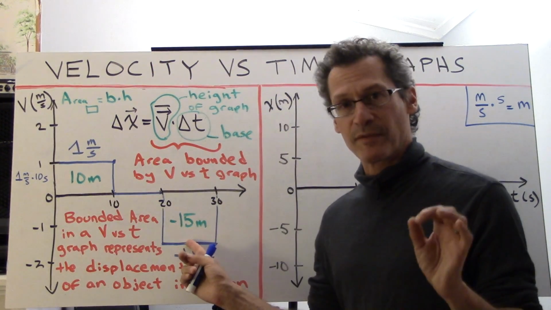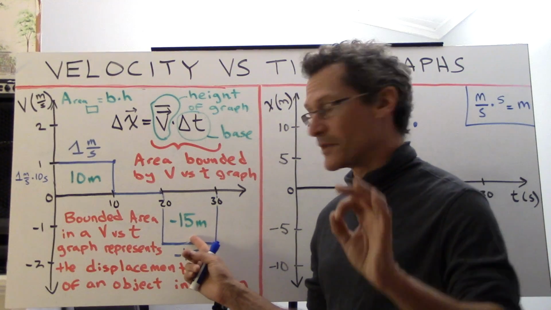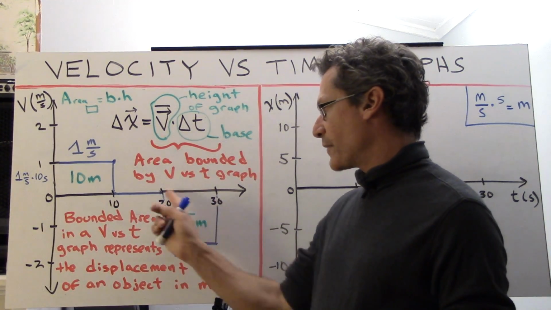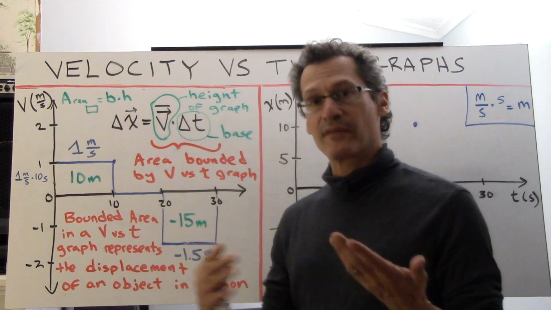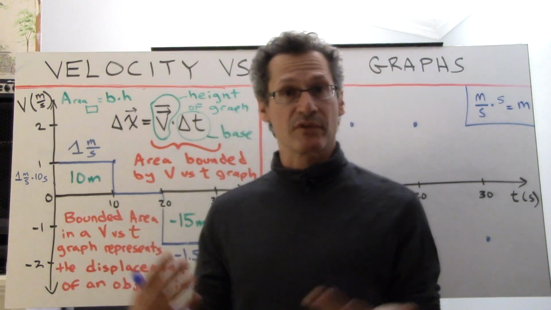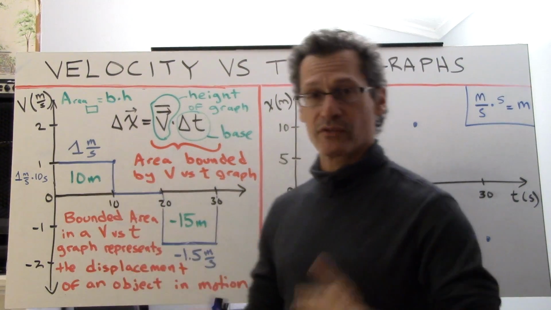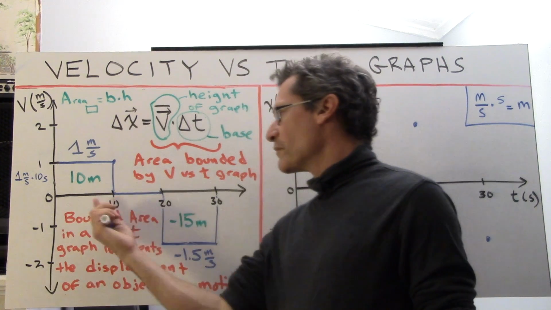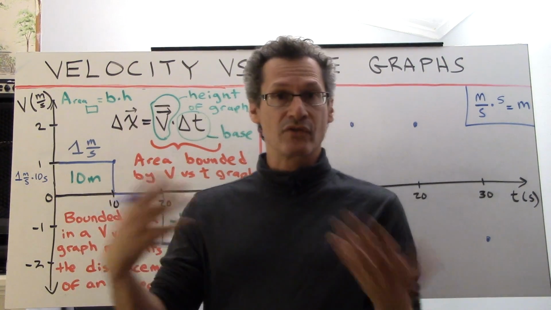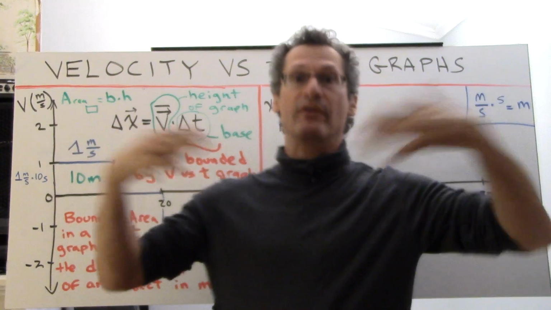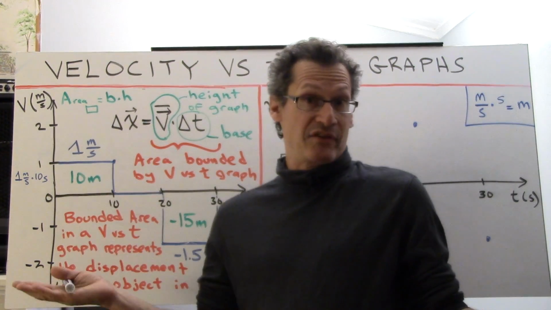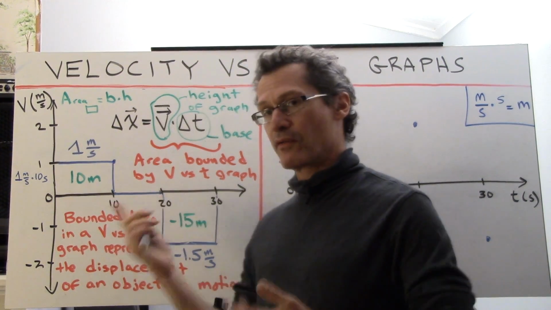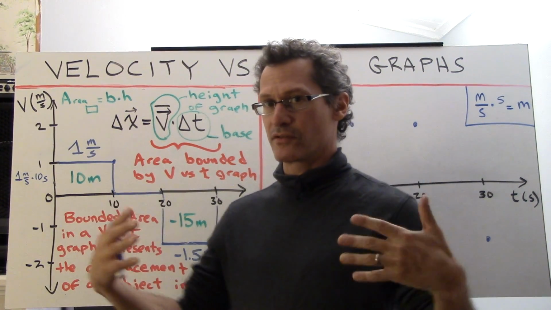Over here, the displacement is negative 15 meters because the area of this rectangle, base times height, gives us negative 15. The negative is important. Again, the negative just indicates backwards travel. This is a negative velocity, so we're moving backwards. And of course, between 10 and 20 seconds, there's no area. This is a line. Lines have no area. So the velocity here is 0, therefore the displacement is 0.